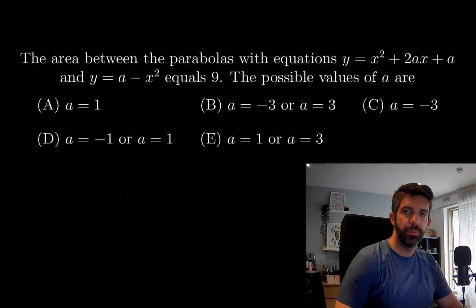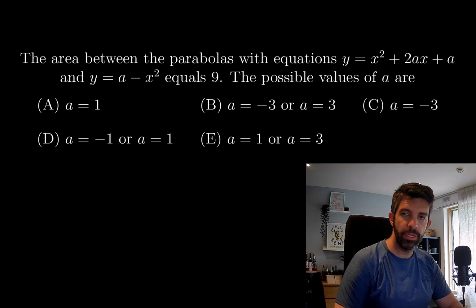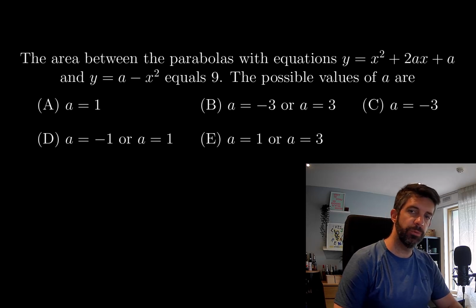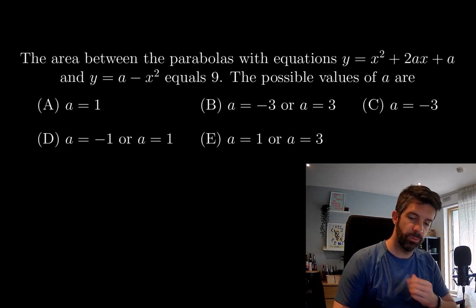The area between the parabolas with equations y equals x squared plus 2ax plus a and y equals a minus x squared equals 9. The possible values of a are one of these options.